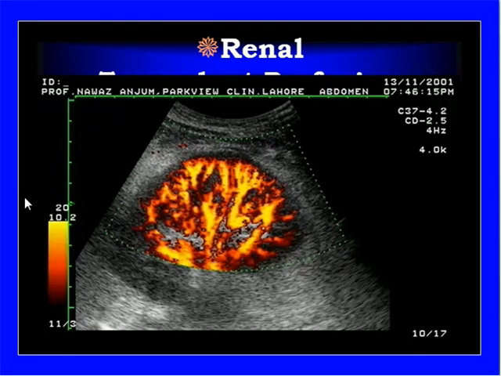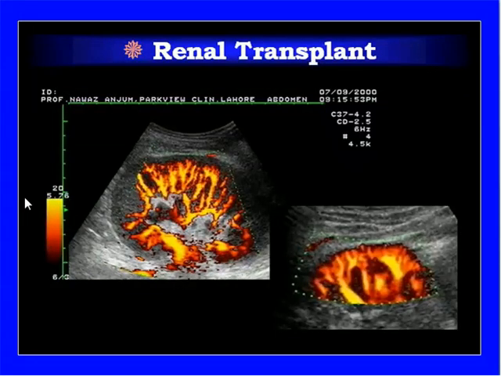Another picture of the renal transplant kidney when the power Doppler is on, and you can see the vascular distribution. Yet another picture, power Doppler is on, and you can see all the vessels comfortably supplying the renal parenchyma.